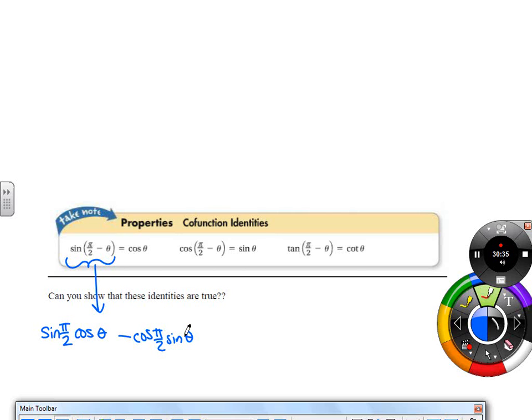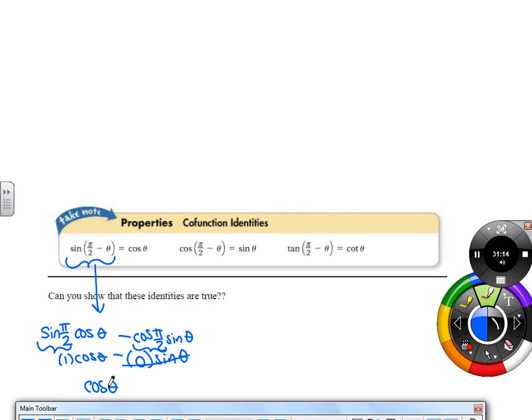So look back at your formula. All I did was use this as my alpha and my beta in the formula. Now I actually know some of these. You might think you don't know, but you actually do. And if you don't know, you better find your little plate. So sine of 90 or pi over 2 is 1, and cosine of 90 or pi over 2 is 0. 0 times anything is 0. 1 times anything is that thing.